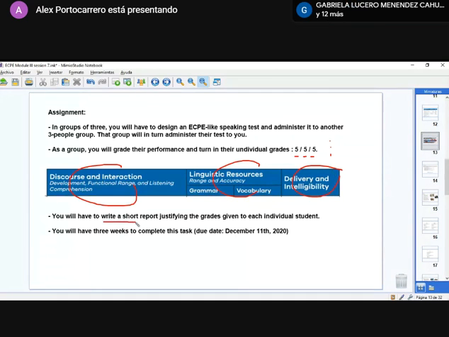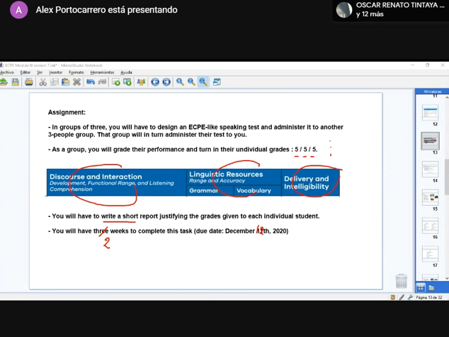That you can divide the work among you 3. You will have not 3, but now it's 2 weeks to complete this task. You guys are due on December 12th, I believe, not 11. This is for the group. December 12th, if I'm right. That's 2 weeks from now, if I'm not mistaken. Okay, so that's what you're supposed to do.